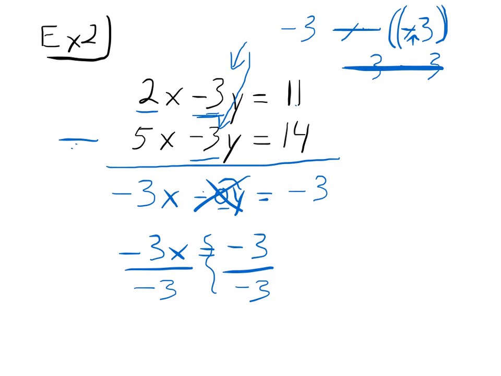When we do that, we get x is equal to, that cancels, negative divided by negative will get me a positive. 3 divided by 3 will get me 1. So x is equal to 1. Now we're not done, because remember, when we're solving, our answer needs to be an ordered pair. So x equals 1, and plug it into either equation.